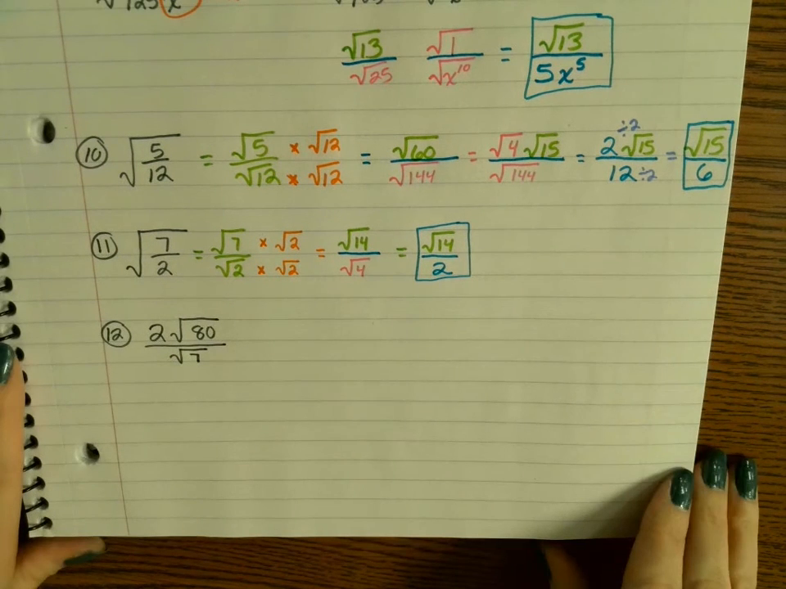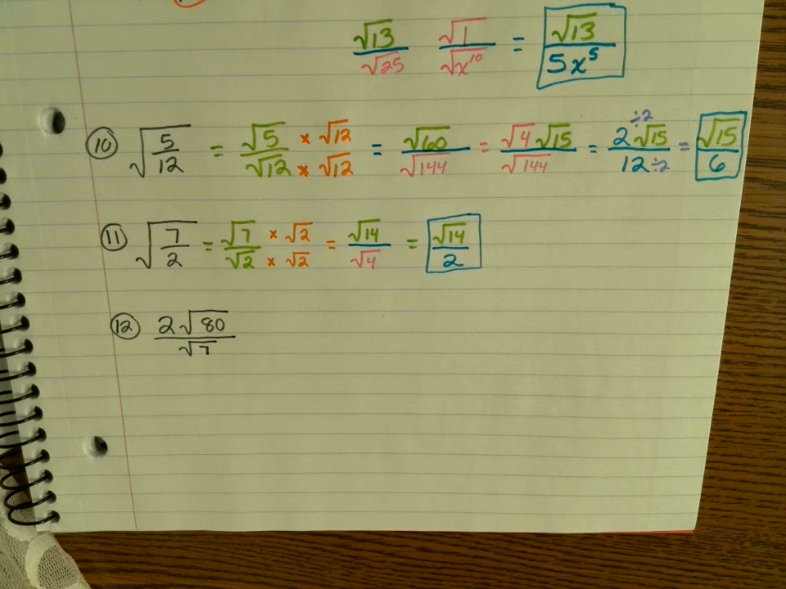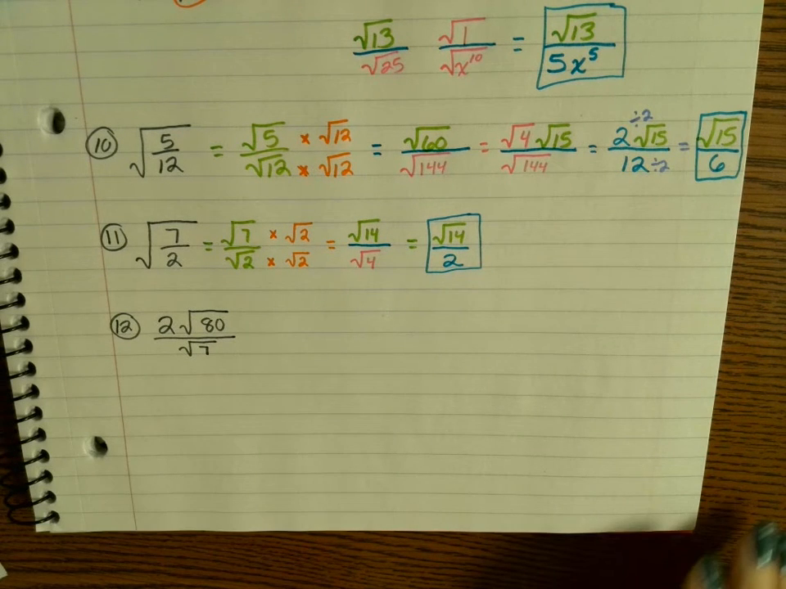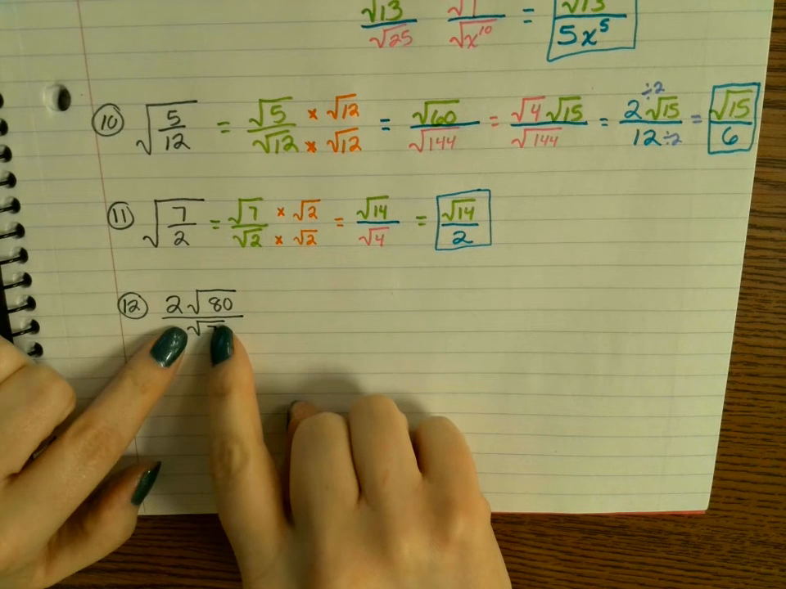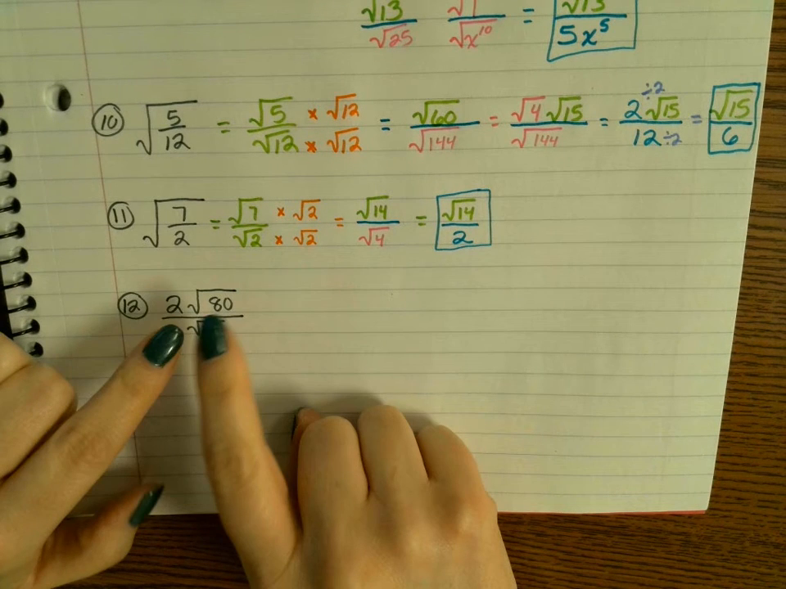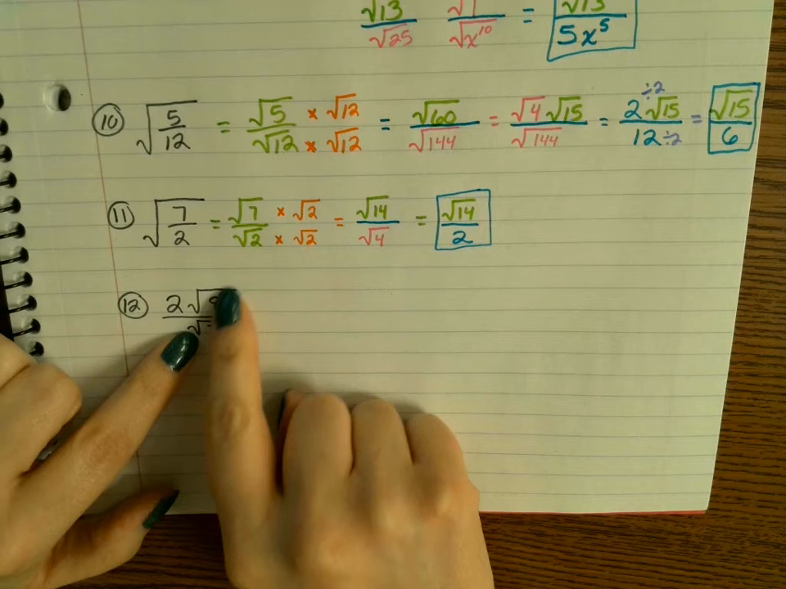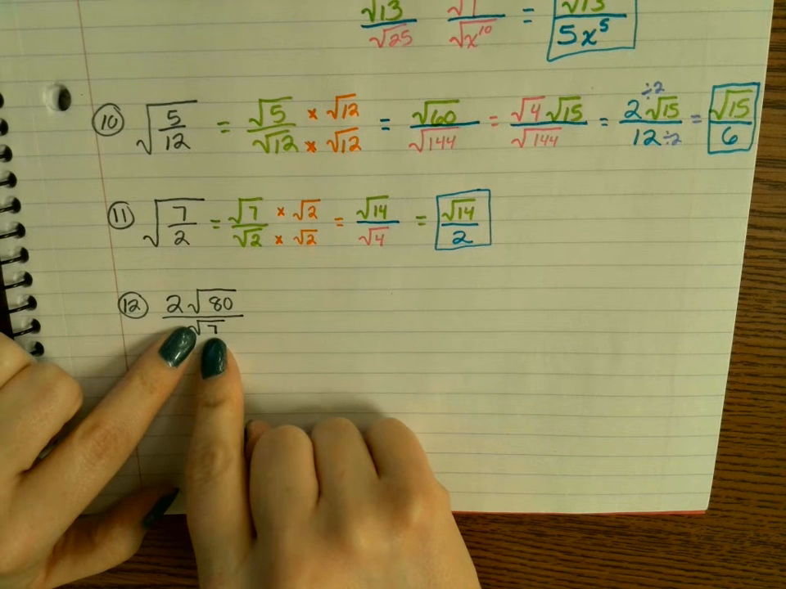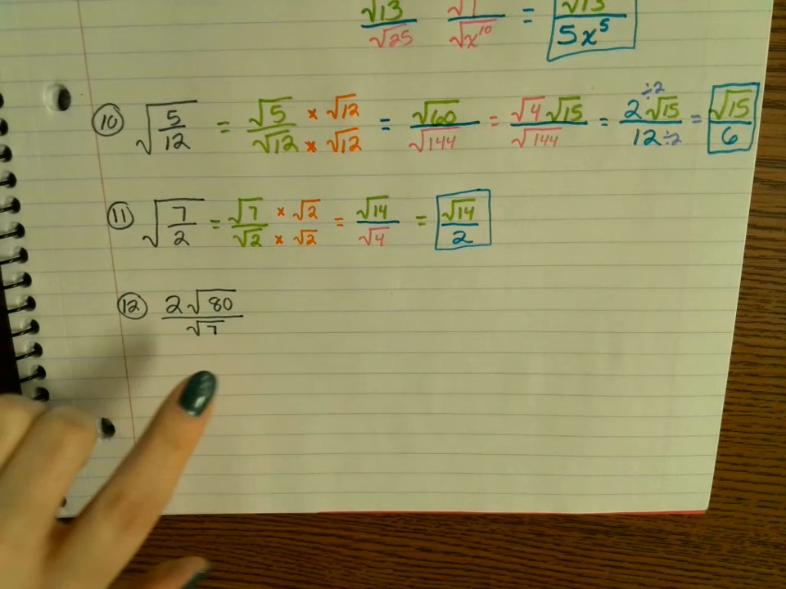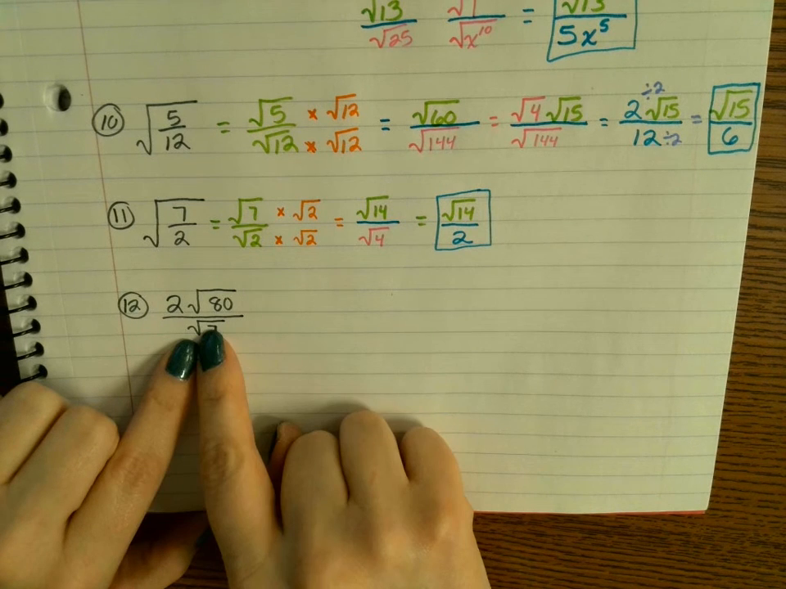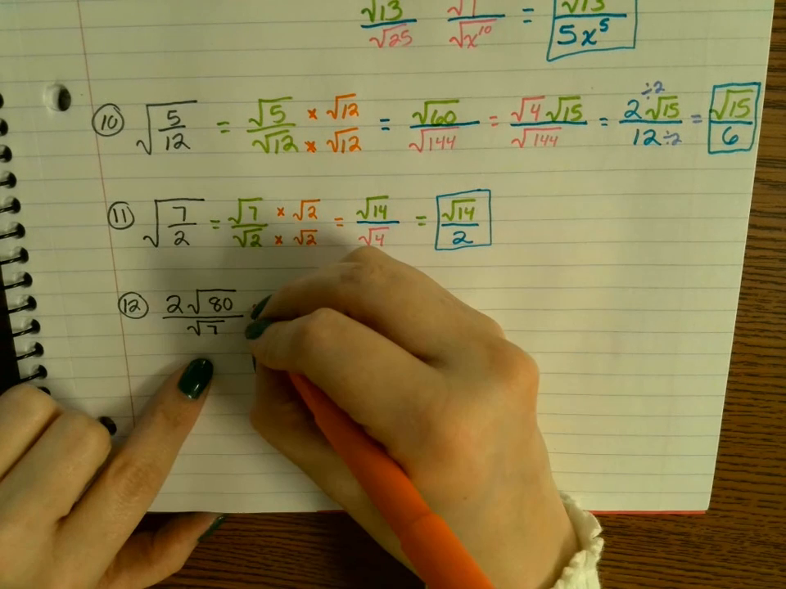All right, let's take a look at this one. So 2 square root of 80 over square root of 7. Again, 7 is not a perfect square, nor can I simplify 80 over 7 any further. So that means square root of 7 is as simplified as that would get. So we have to rationalize that denominator. That means we're going to multiply both the numerator and the denominator by square root of 7.